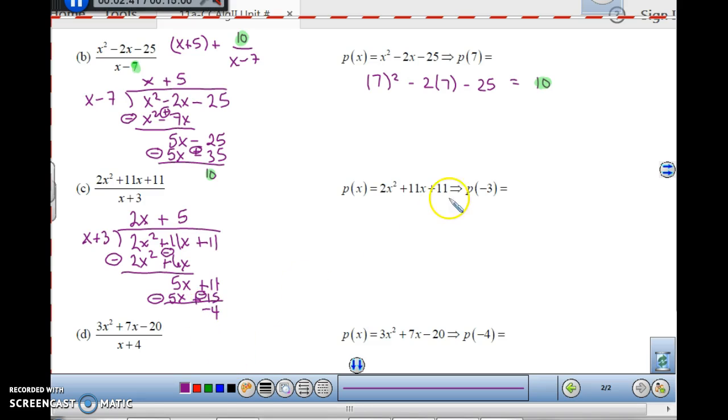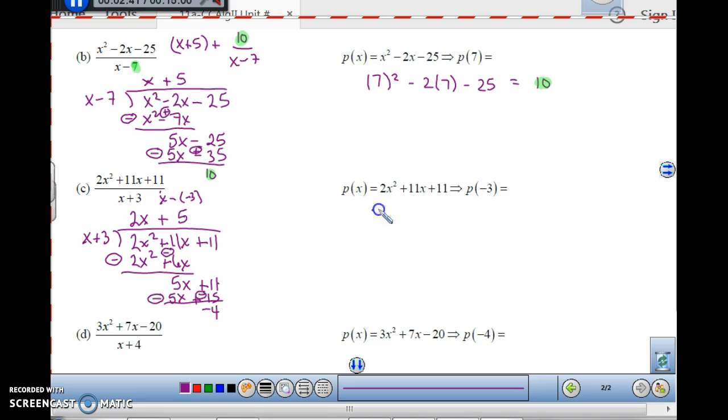Okay, now what do you predict if I plug in negative 3? Why is this negative 3? Well, if this is x plus 3, remember it's in the form x minus a. This is actually x minus negative 3. So that's why this is negative 3 and not positive 3. Okay, so when I plug in negative 3 here, what do you think I'm going to get? I bet I get negative 4. Let's see if I do.